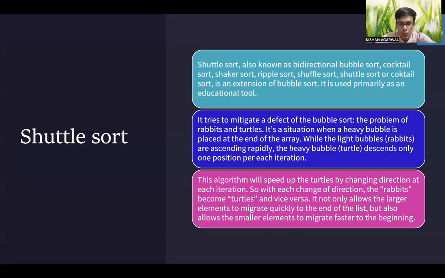This algorithm will speed up the turtles by changing directions at each iteration. With each change of direction, the rabbits become turtles and vice versa. It not only allows the larger elements to migrate quickly to the end of the list, but also allows the smaller elements to migrate faster to the beginning.